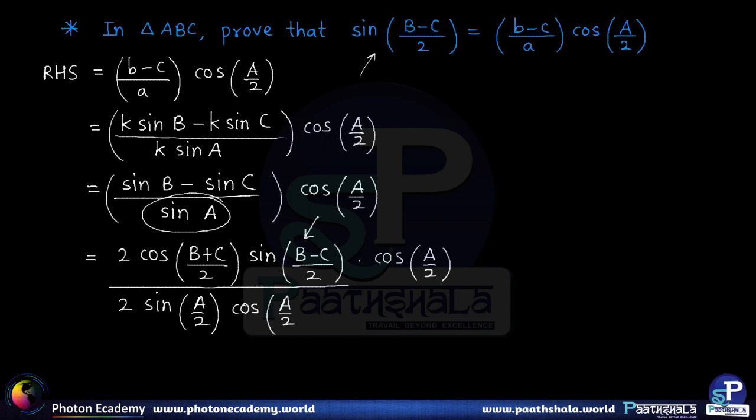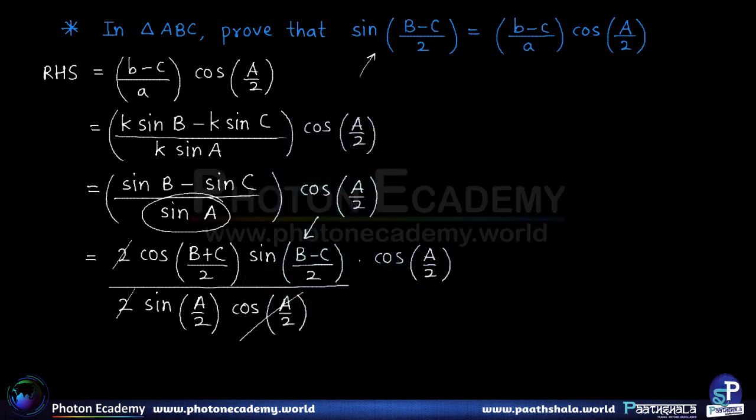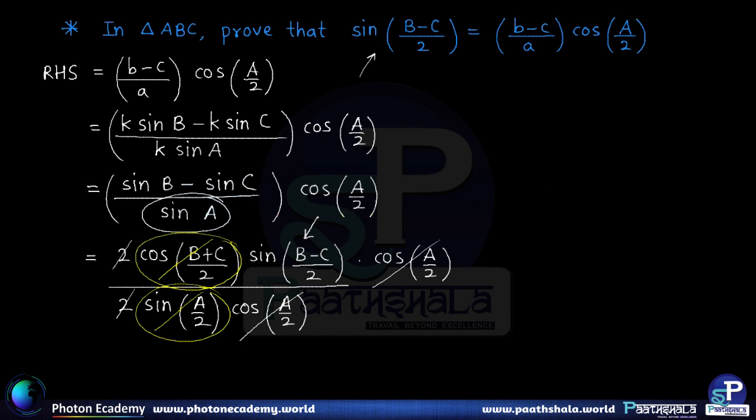So we see that now, the 2 gets cancelled, cos of A by 2 gets cancelled, and we know that in a triangle cos of (B plus C) by 2 is equal to sin of A by 2, right? So cos of (B plus C) upon 2 is equal to sin of A by 2. So these two terms will also get cancelled. So therefore we are left with sin of (B minus C) upon 2, which is nothing but the LHS. So that completes the proof, right?